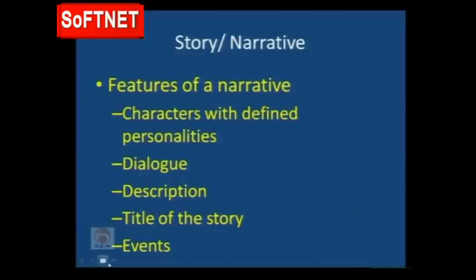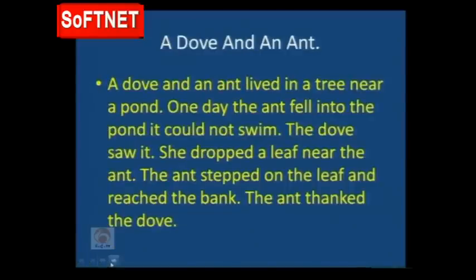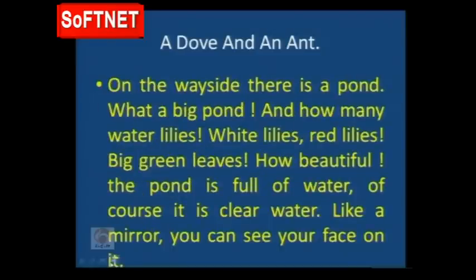You can look at the screen now, where you have a small story, a dove and an ant. A dove and an ant lived in a tree near a pond. One day the ant fell into the pond, it could not swim. The dove saw it, she dropped a leaf near the ant. The ant stepped on the leaf and reached the bank. The ant thanked the dove. This is also a story, and it can be presented in this way also. But when you look at it, you might not be awarded 10 points, children.